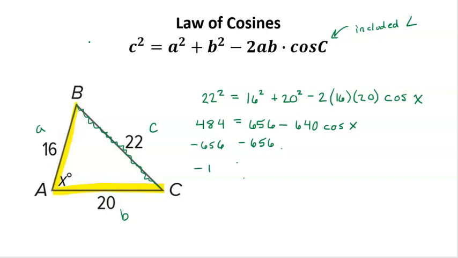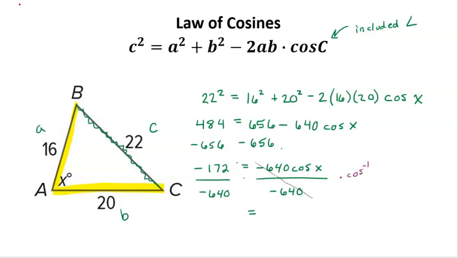And I get negative 172 equals negative 640 times the cosine of X. Then I'm going to divide by negative 640. Don't worry about these negatives yet because we're going to end up getting rid of them. And then from here, I know that this is going to get rid of this, but I still have that cosine in front of X. And to get rid of that cosine in front of X, I'm going to need to do the inverse cosine. And so I know that I would need to do the inverse cosine on both sides.